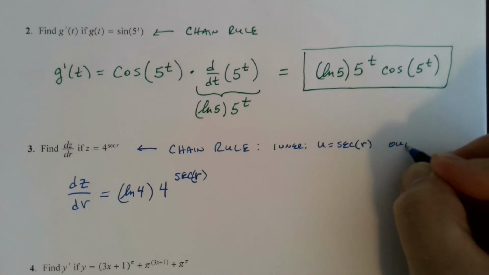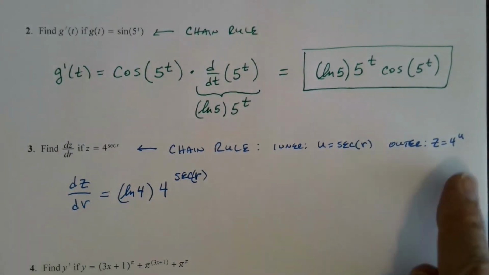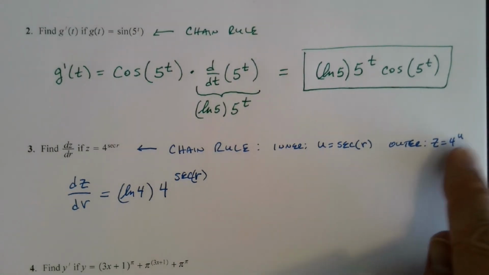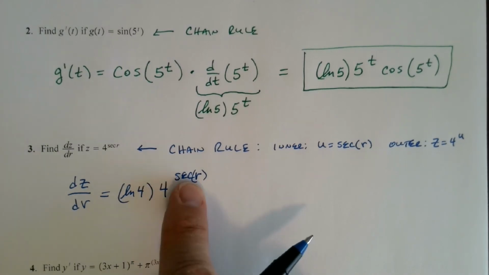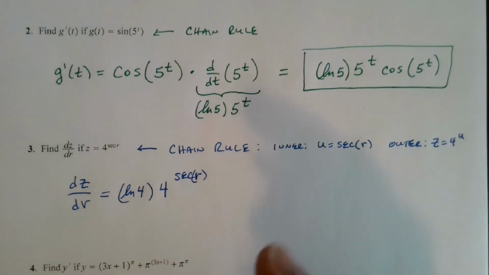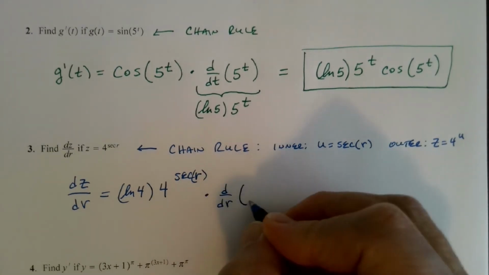And the outer was z equal 4 to the u. Right, so we took the derivative of the outer function here. 4 to the u is natural log of 4 times 4 to the u. That's the new rule we just learned, where of course u is secant r, times the derivative with respect to r of that inner function.